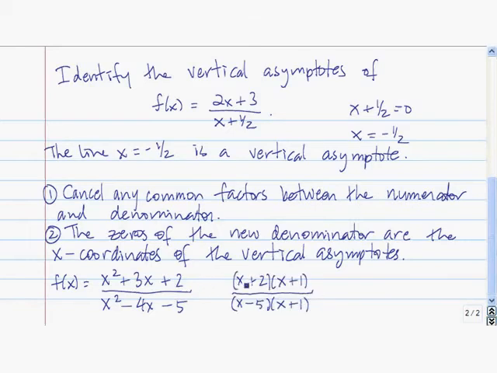Okay, so you should have found that the numerator factors as (x + 2)(x + 1), and the denominator factors as (x - 5)(x + 1). So we cancel the two x + 1's, and we're left with (x + 2)/(x - 5). The value of x that makes our new denominator equal to 0 is the x-coordinate of the vertical asymptote. So x equals 5 is the vertical asymptote.